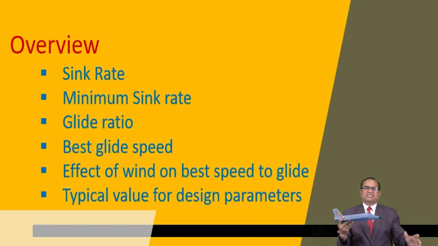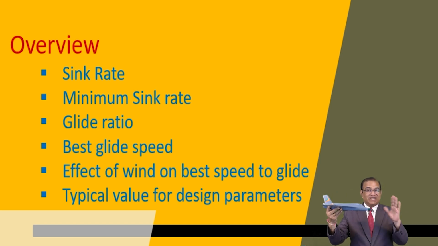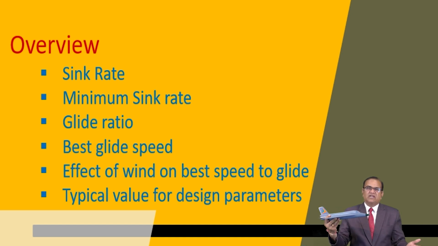So here we are discussing the descent flight where power is not there. If this is the situation, what will be the condition of the aircraft and what will be the descent rate of the aircraft? This we are going to discuss in today's lecture, which includes the sink rate, minimum sink rate, glide ratio, best glide ratio, effect of wind on best speed to glide ratio, and also a very important, the last topic, that is typical value of design parameters.